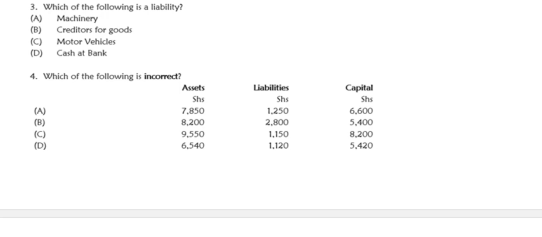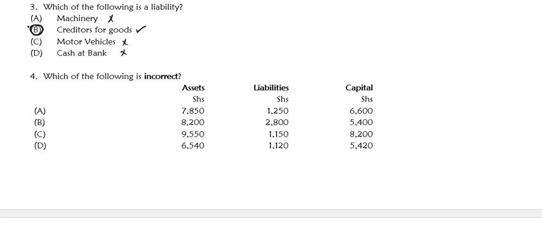So which of the following is a liability? Machinery? No. Machinery, that is an asset. Creditors for goods? Yes, that is a liability. Motor vehicles, it's an asset. Cash at bank, that is an asset, it's not a liability. So multiple choice question 3, the answer is B. Creditors for goods, that is a liability to the business.